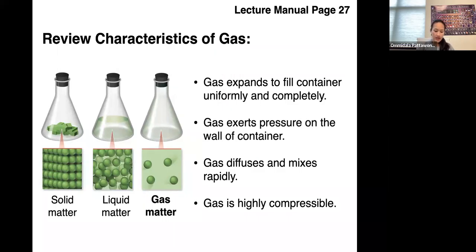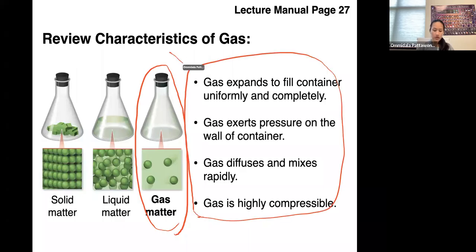If you focus on gas right here, you will see that gas expands to fill its container uniformly and completely. Gas can also exert pressure on the wall of the container. Gas diffuses and mixes rapidly, and gas is highly compressible. These characteristics of gas are very crucial. You need to understand this, because it will allow you to understand the rest of chapter 9.